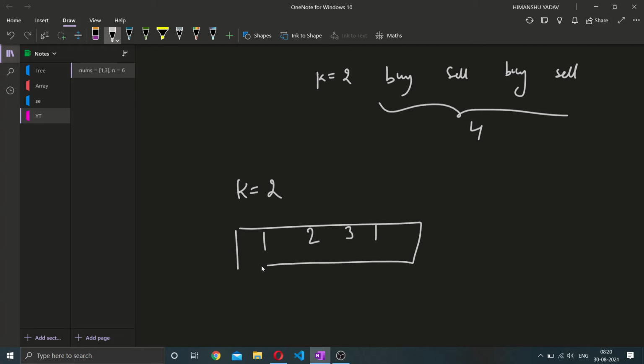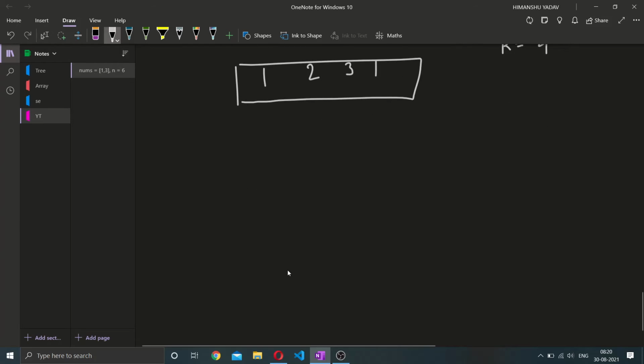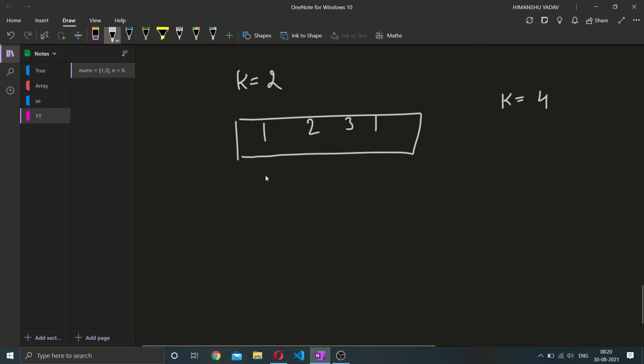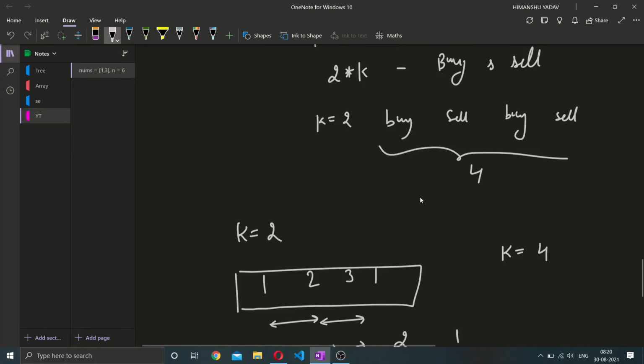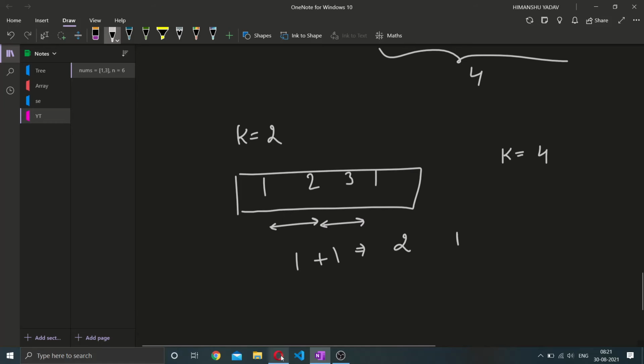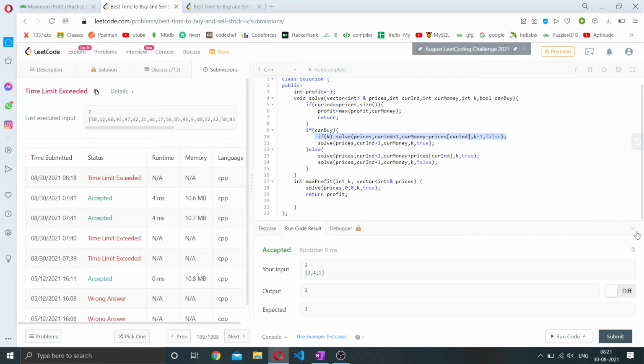What we have to do in this case is just find the maximum profit we can make. So our k transactions become 4, so we can perform buy-sell 4 times. Now we just have to check whether it is incrementing or not. Is it incrementing? Yes, it's incrementing. So we will add 1, we will add 1. So the maximum profit we can make is 2. So this is the approach we are going to use. Let's see how I can code this.